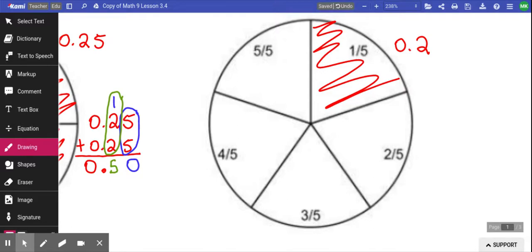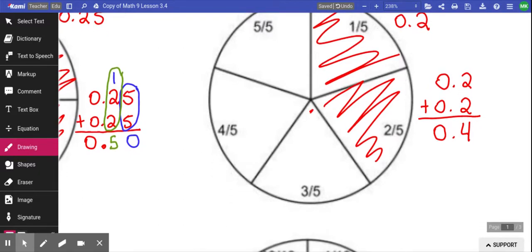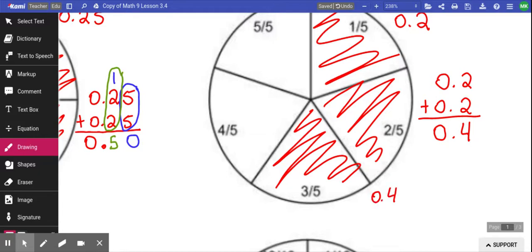If you were to do 2/5, that's the same thing as saying 1/5 plus another fifth. So 0.2 plus 0.2 would be 0.4. So 2/5 is 0.4. If I wanted to do 3/5, 3/5 is the same thing as saying 0.4, which was 2/5, plus another fifth, which was 0.2. And that gives you 0.6.